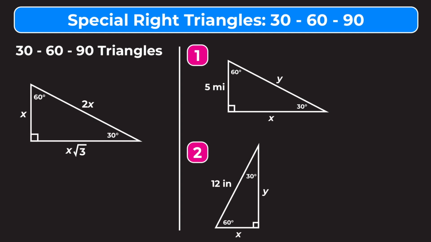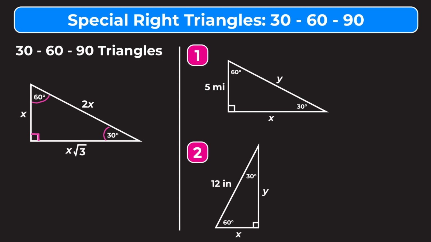So a 30, 60, 90 triangle is a right triangle that has three angles measuring 30 degrees, 60 degrees, and 90 degrees. This little box right here means this angle measures 90 degrees. And you will see these expressions for the different side lengths in this triangle. What's special about this type of triangle is that the side lengths are always in a nice ratio.